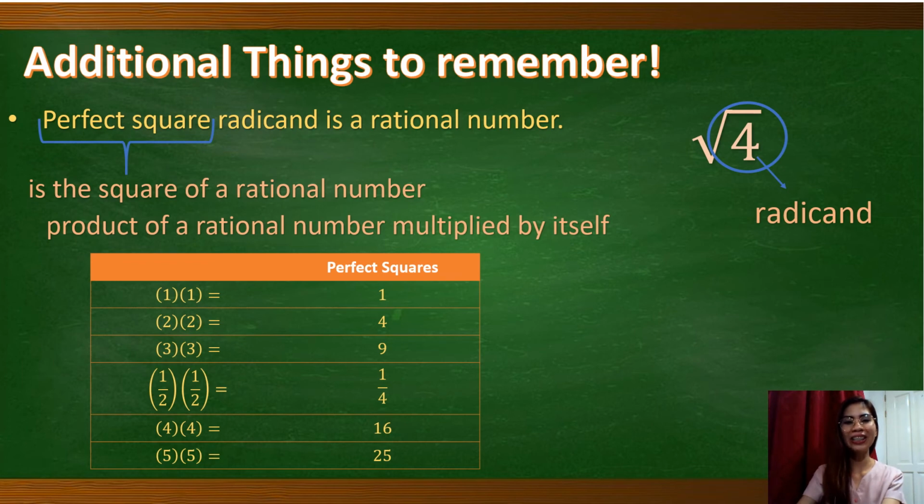If you notice, 4 is a perfect square. Therefore, the given example, which is the square root of 4, is a rational number. I have here another example, the square root of 5. If you notice, 5 is not a perfect square. Therefore, the given example is not a rational number.